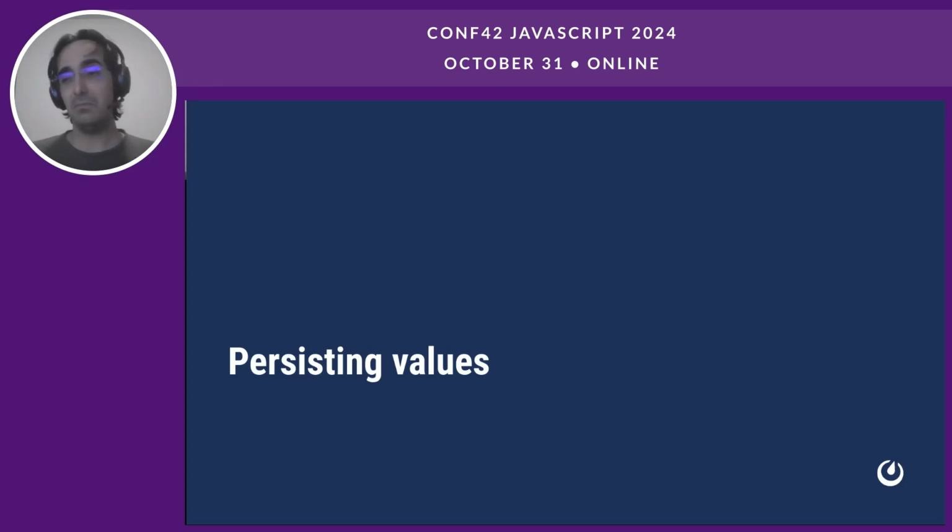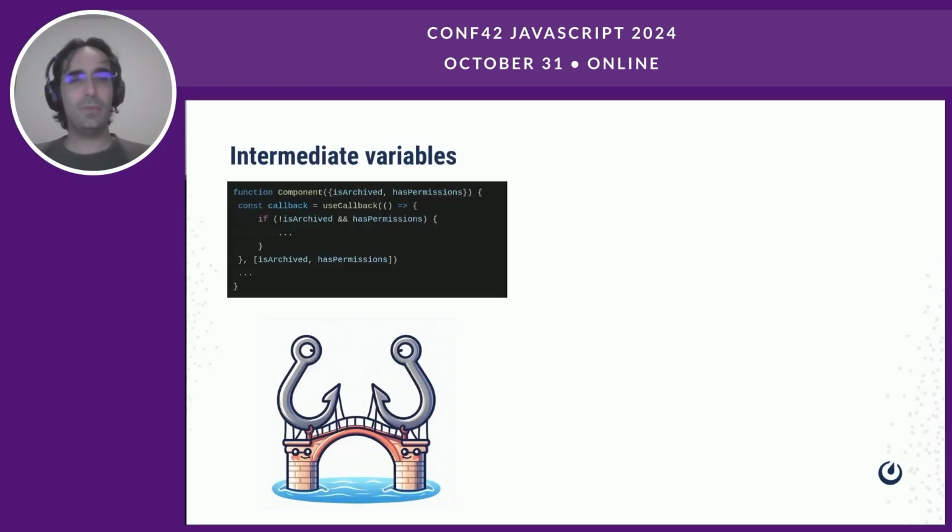Most of the time, the state of the component is defined by the props and the proper state. So let's see how we can take advantage of all that. For starters, let's talk about intermediate variables. You see here that we say, okay, if not archived and has permission, do something. And we have the dependencies as archived and has permissions.